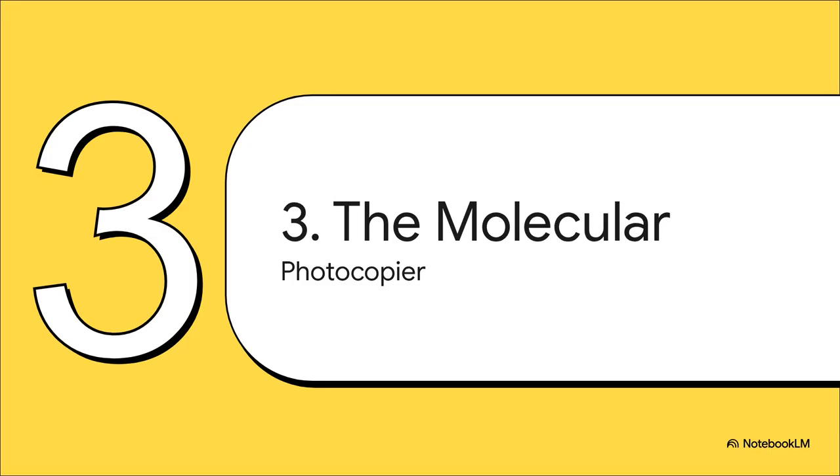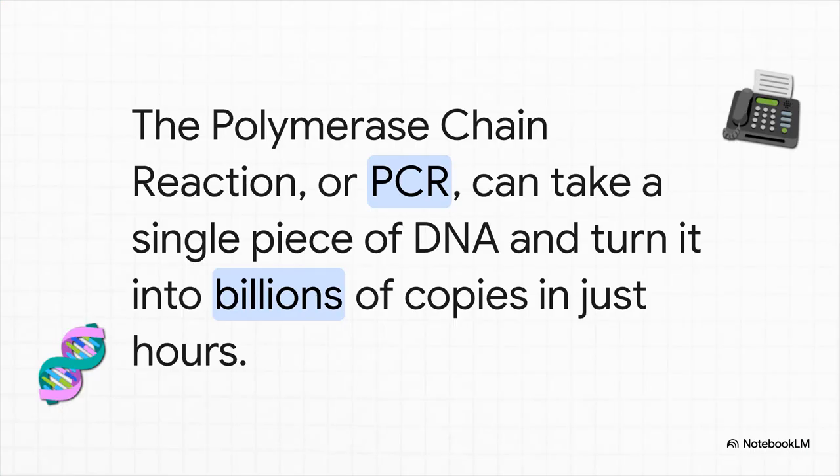Now, having one single copy of a gene, that's cool, but it's not super useful. To do anything meaningful, you need millions, even billions of copies. You need, like, a molecular photocopier. And lucky for us, that photocopier exists. It's a technique called the polymerase chain reaction, better known as PCR. It is, without a doubt, one of the most important inventions in modern biology. Full stop. It uses a heat-proof enzyme and cycles through different temperatures to make copy after copy after copy, turning one strand of DNA into billions in just a few hours. It is an absolute game changer.